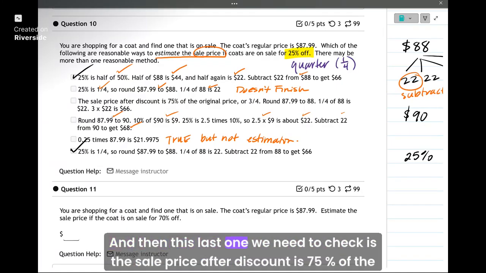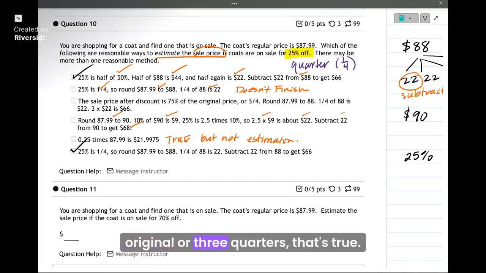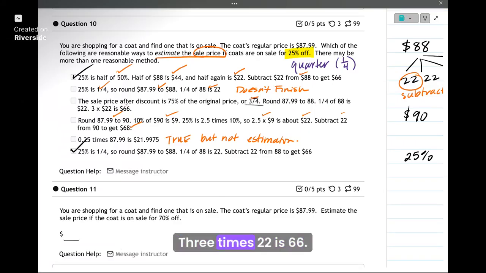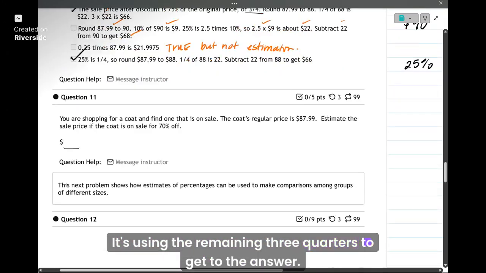And then this last one we need to check is the sale price after discount is 75% of the original or 3/4. That's true. Round to 88. 1/4 of 88 is 22. 3 times 22 is 66. That is true. It's using the remaining 3/4 to get to the answer.